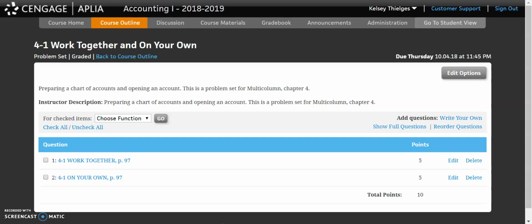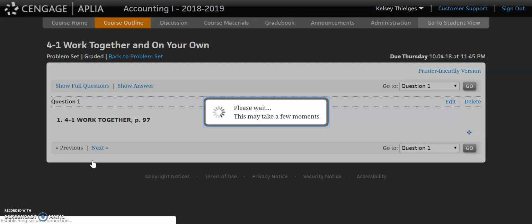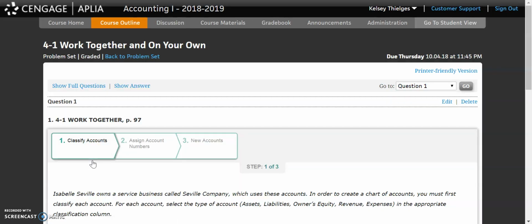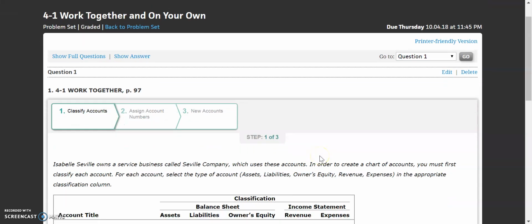Hello everybody and welcome to 4-1 Work Together, where we will be preparing a chart of accounts and then also opening up a new account in our general ledger. So we'll go ahead and click on our Work Together, and again this is one of those 3-step problems, so you'll see that you have 3 different steps at the top you can click on.